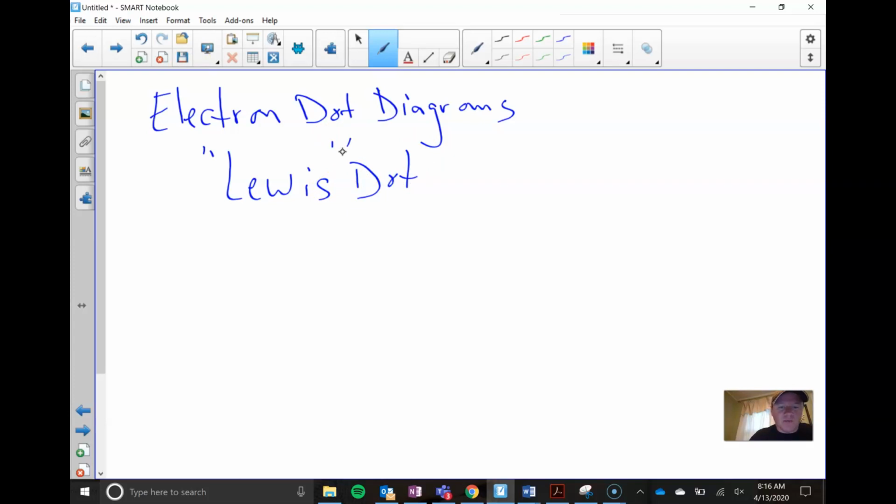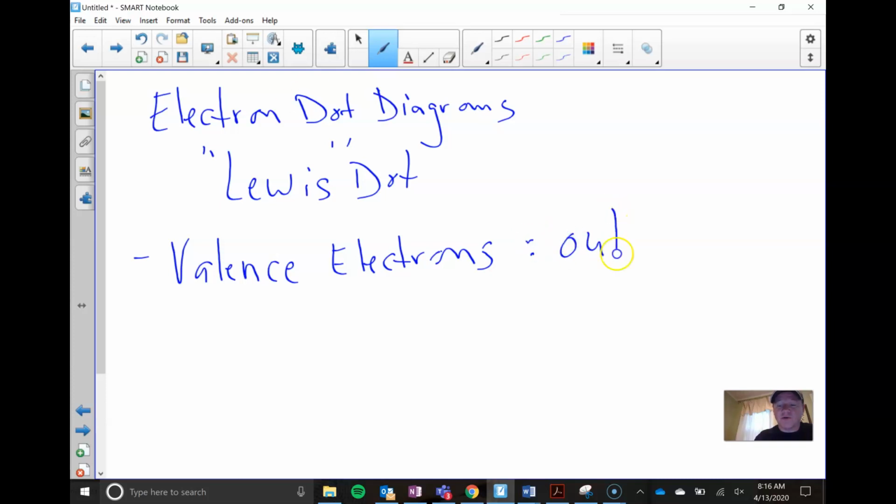Before we do that, there's a term that we definitely have to be familiar with, and that's valence electrons. Valence electrons are the outermost electrons. They are the ones on the outside of an atom.